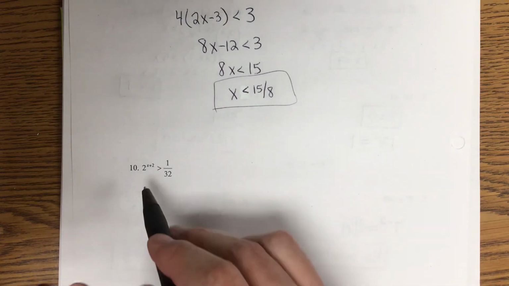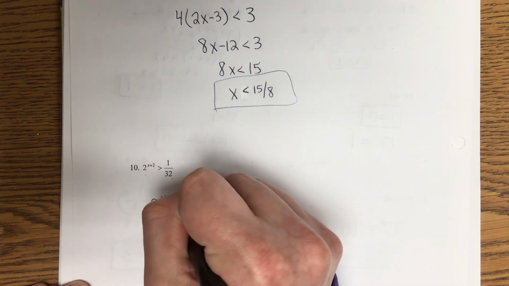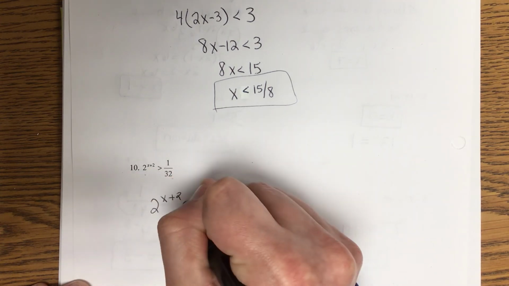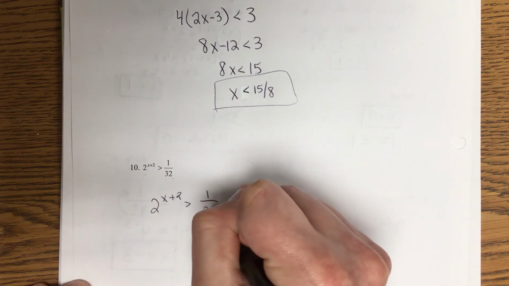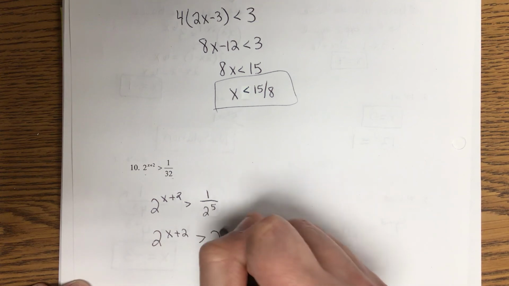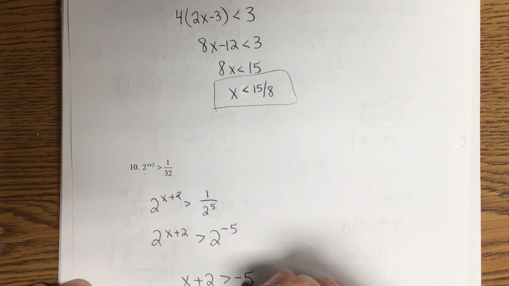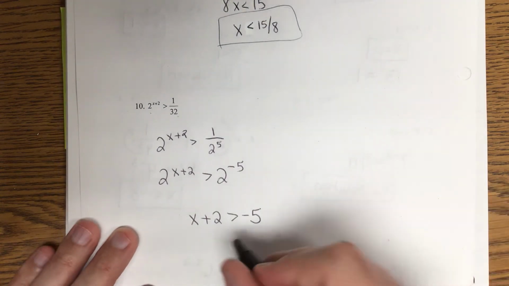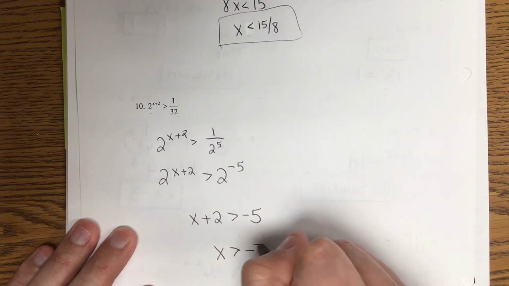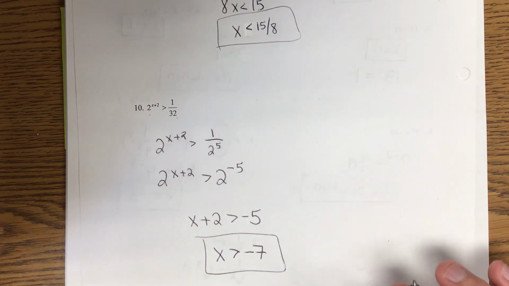Number 10. I have a base of 2, and then I have this 32. So I'm going to focus on the 32. 32 is 2 to the 5th, but I'm going to have to change that to a negative exponent. So I get x plus 2 is greater than -5. And so that leaves me with x is greater than -7. So these 2 problems on the back, very similar, even though they're inequalities. All you have to do is get bases to be the same, and then work with those exponents.